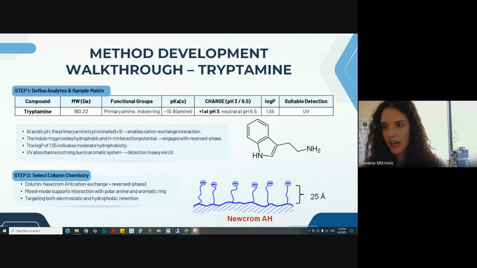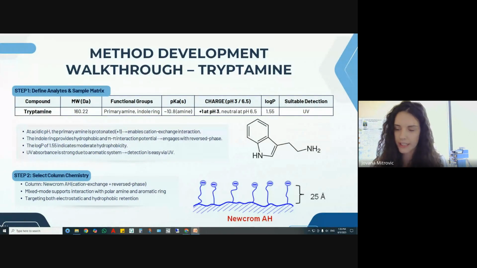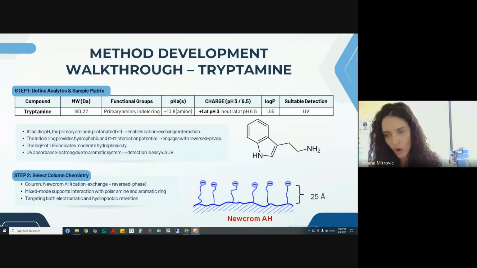When we have all this data, the next step is to select column chemistry. Given tryptamine's dual nature, both ionic and hydrophobic, we choose the Nucrom AH column. This is a mixed mode column that combines cation exchange and reverse phase, making it just an excellent choice for separating and analyzing tryptamine and similar compounds.